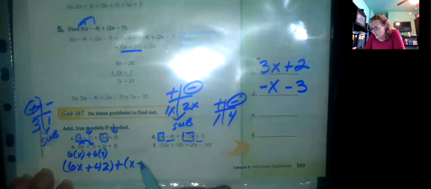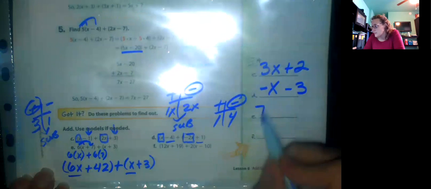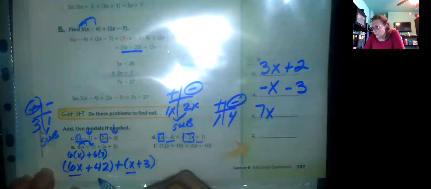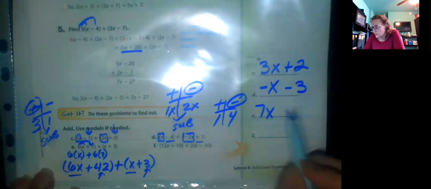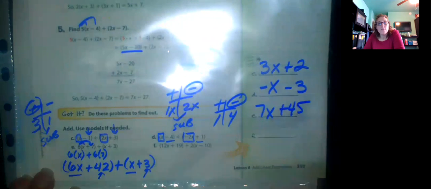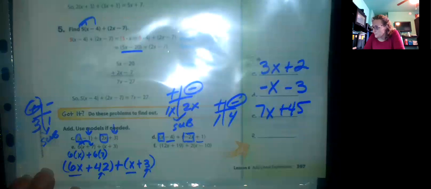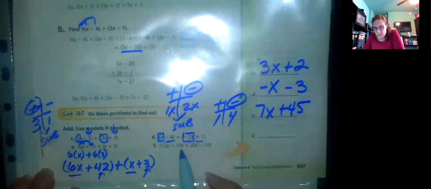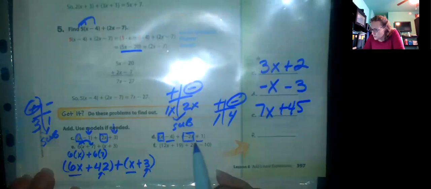Then we can add the second expression. Okay, so we have 6x and 1x gives us 7x. 42 plus +3 gives us 45. Okay. All right, this expression's fine, but look, oh, we need to distribute.